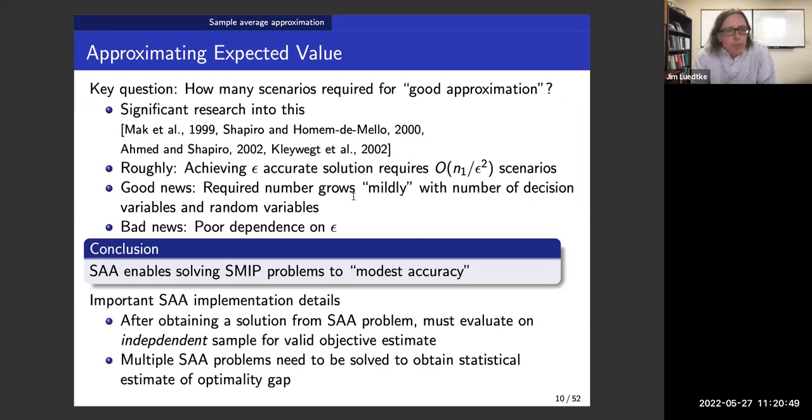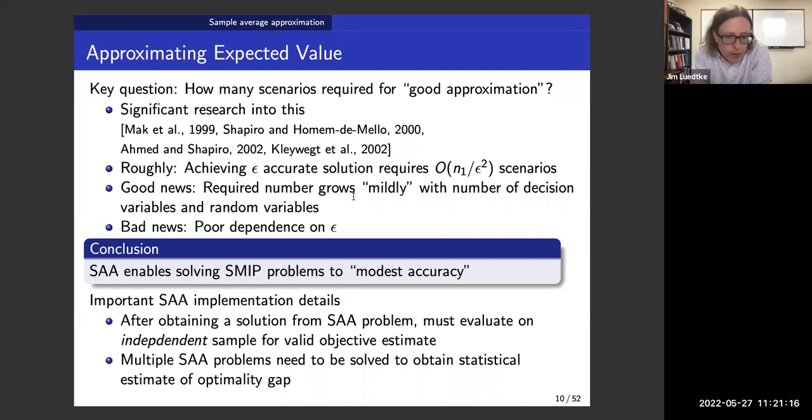A couple of really important details if you're going to use sample average approximation. First of all, it's kind of a randomized algorithm. You take a random sample and then you solve the problem, you get a solution, and that solution itself is random because it depended on your random sample. And so one important thing is just interpreting the output of the solution. So say you get some solution out of this SAA problem.